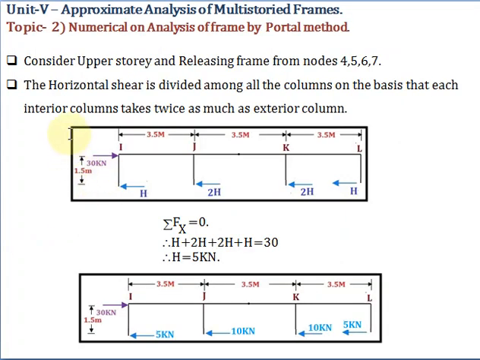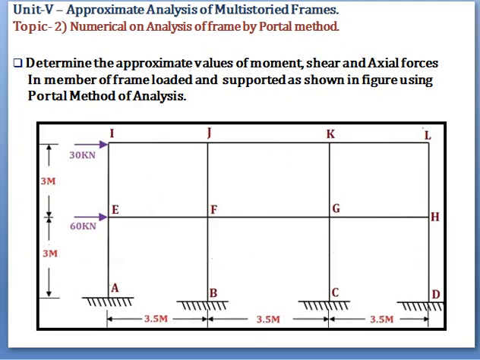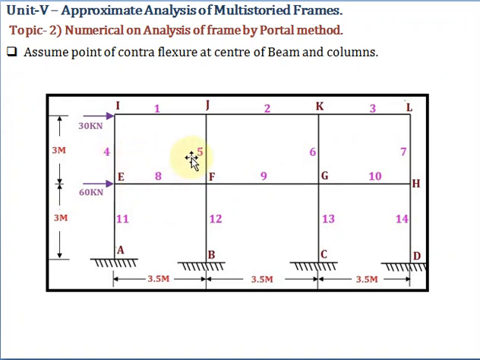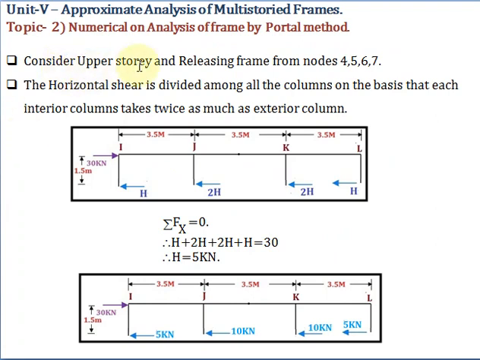Now consider the upper story. If you see this figure, this is the upper story, whereas this is the lower story. Now we have to consider the upper story. What are the nodes? 4, 5, 6 and 7. Considering the upper story and releasing the frame from nodes 4, 5, 6 and 7, we have separated that frame.